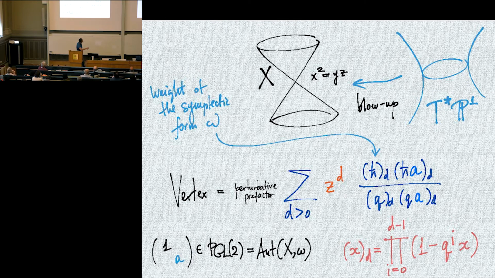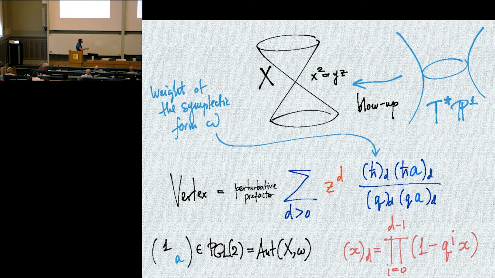If you blow up the vertex of this cone, you're going to get T*P1. And if you count curves there, then up to some perturbative factor similar to what you get in Nekrasov theory, there will be this very nice series where the coefficient of degree d curve comes with these four Pochhammer symbols, where each Pochhammer symbol is just the q-factorial power of x. It's this product: (1 - x)(1 - qx) and so on, d times.